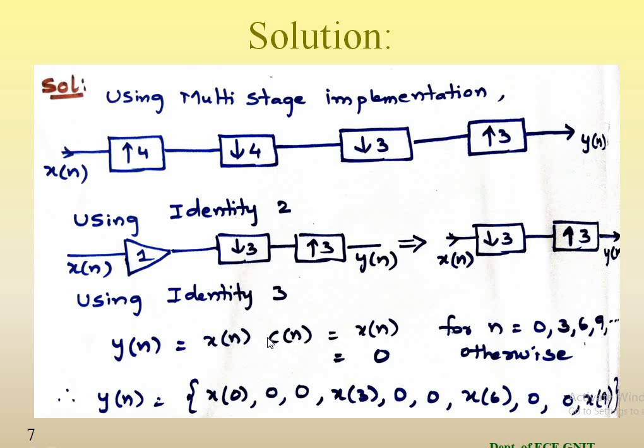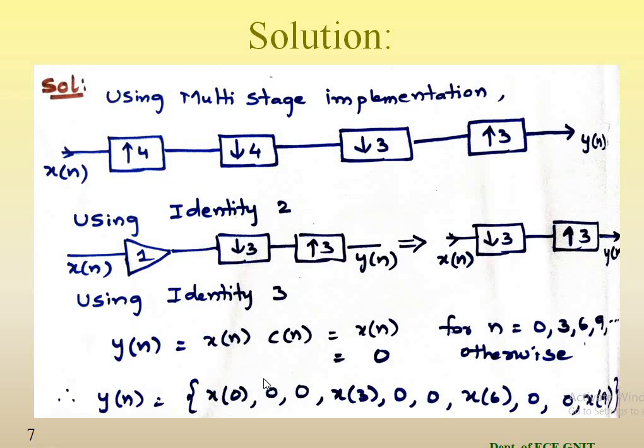Therefore, when multiplied with such a comb sequence, our output y of n will be simply equal to x of n only for values of n that are multiples of L and M, here 3. That is, n equal to 0, 3, 6, 9 and so on, and it is 0 otherwise. Therefore, the corresponding output y of n will be x of 0, 0, 0, x of 3, 0, 0, and so on.